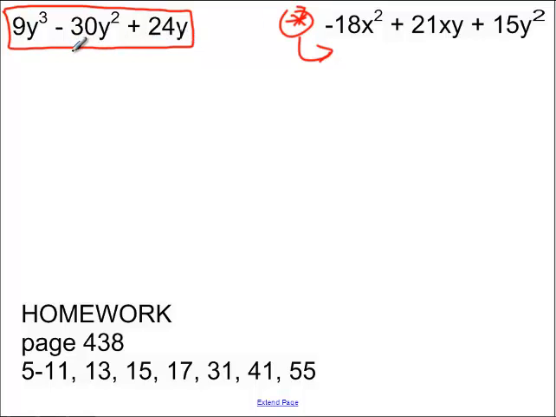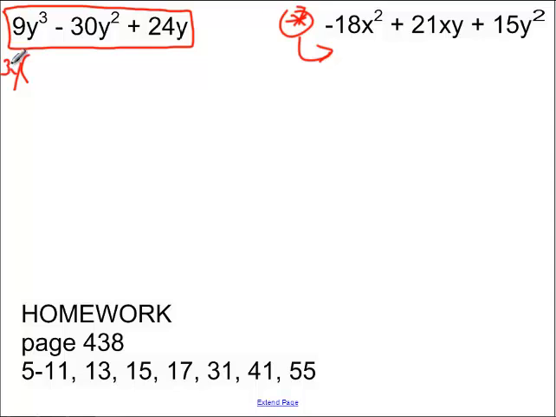We need to factor out a greatest common factor. So let's see, is there a greatest common factor in 9y cubed and 30y and 24y? There sure is, because we can factor out a 3 and a y, because every term has a y, every term has a 3 also. So let's take a look at factoring out that 3y, what that looks like.